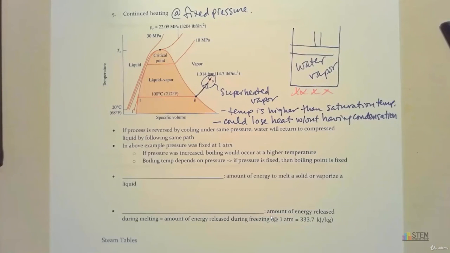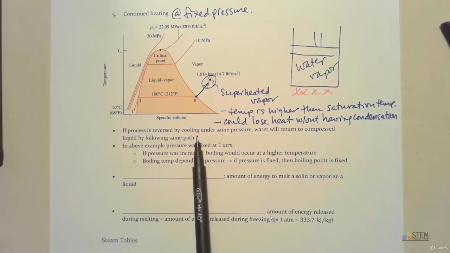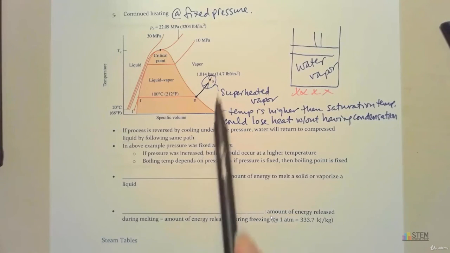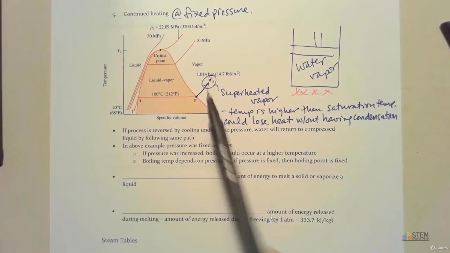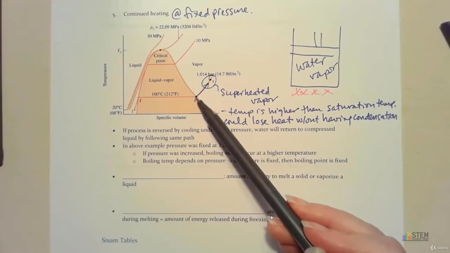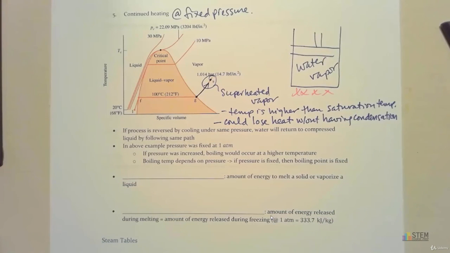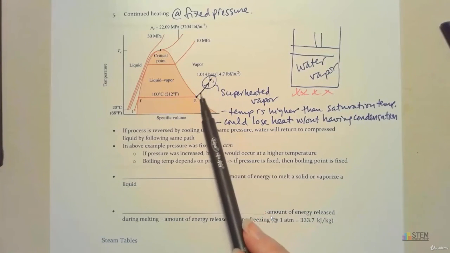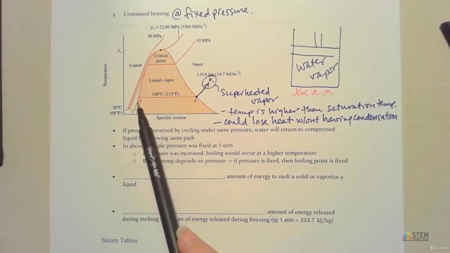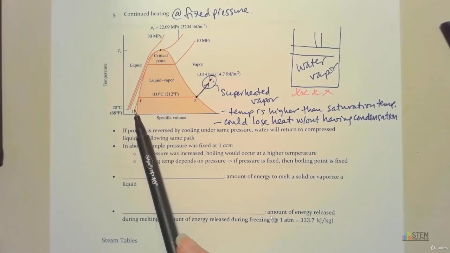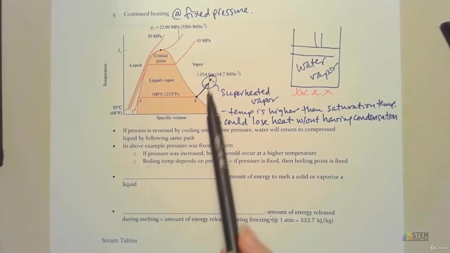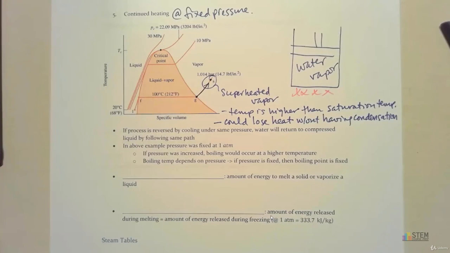And if we were to reverse this process through cooling using this same pressure, basically our dot would return along this exact same path. So we'd go from the superheated vapor to the liquid vapor mixture and then back down to compressed liquid. All right, so your path wouldn't change, you'd just be going in the reverse direction.